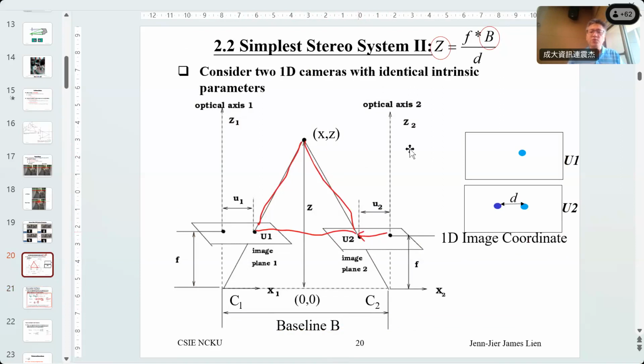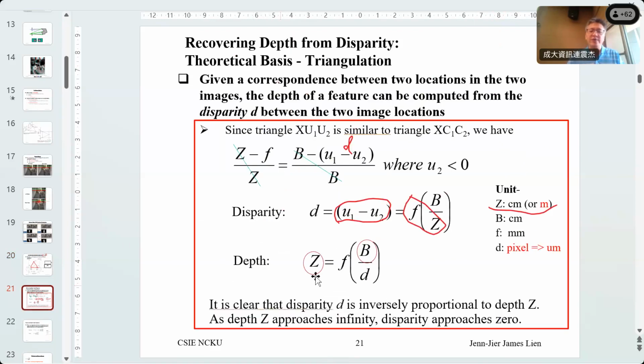Okay. So what's the d? d we call disparity. Suppose in the U1, the image 1, we have a point here. In the U2, we have a corresponding point here. So the distance between two corresponding points, we call disparity d. And this can be estimated based on the two images. Okay. So finally, we got this one. This is the final equation for the stereo.